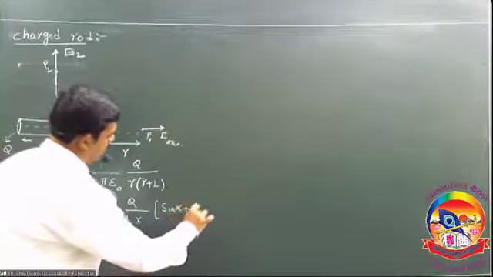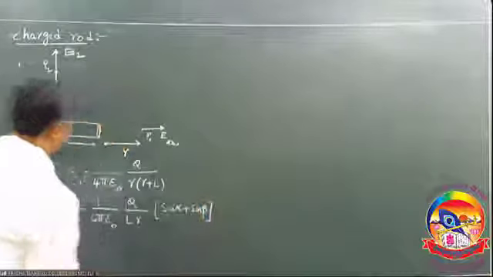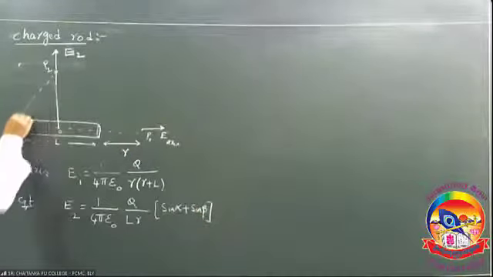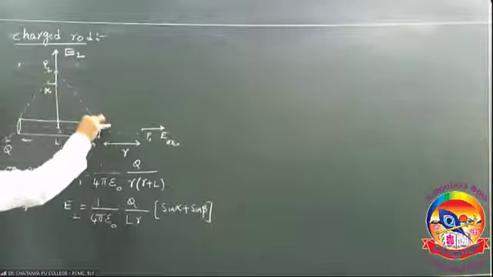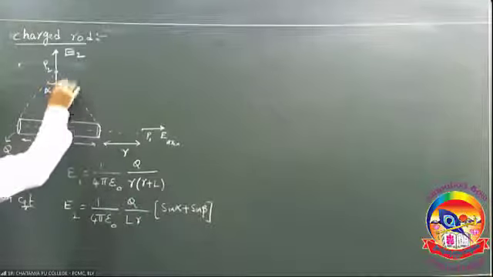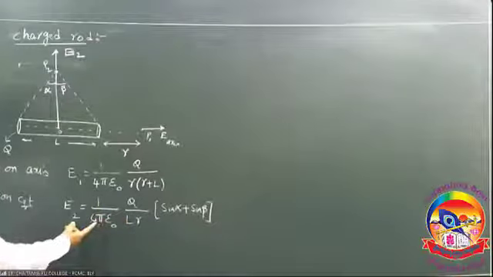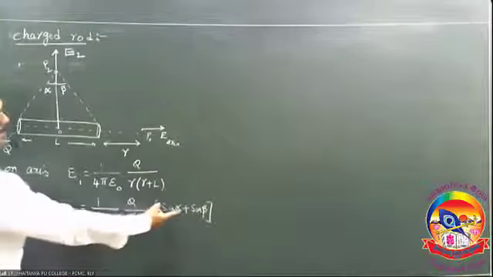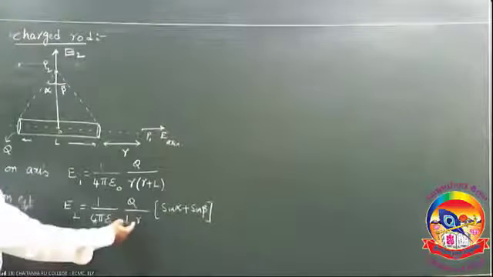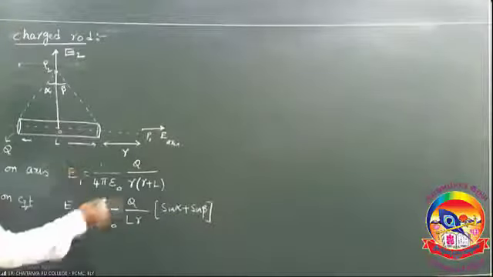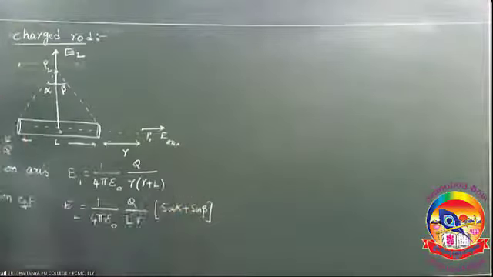sin alpha plus sin beta is one formula, where the angle made by this end is alpha, and the angle made by the line joining this end is beta. Then this is 1 by 4 pi epsilon naught Q by LR sin alpha plus sin beta. In the last steps, this R was missed yesterday. Again, we rectified it. We corrected it. Q by LR sin alpha plus sin beta.